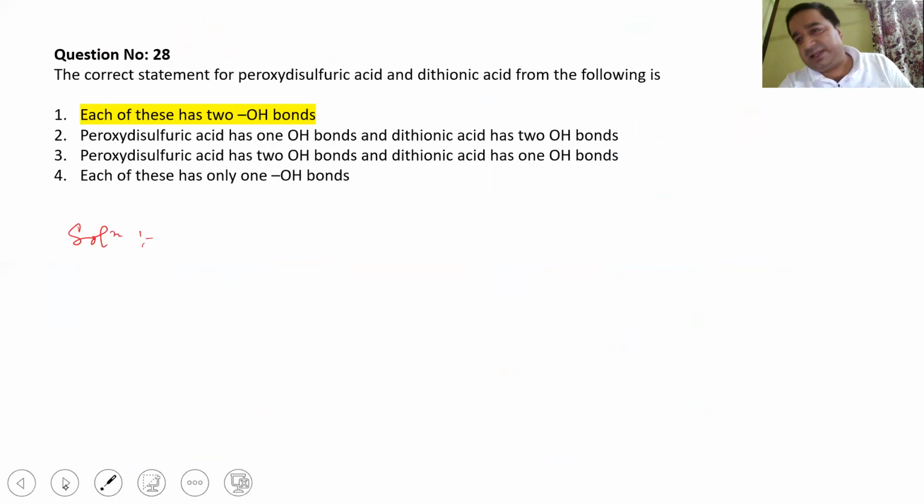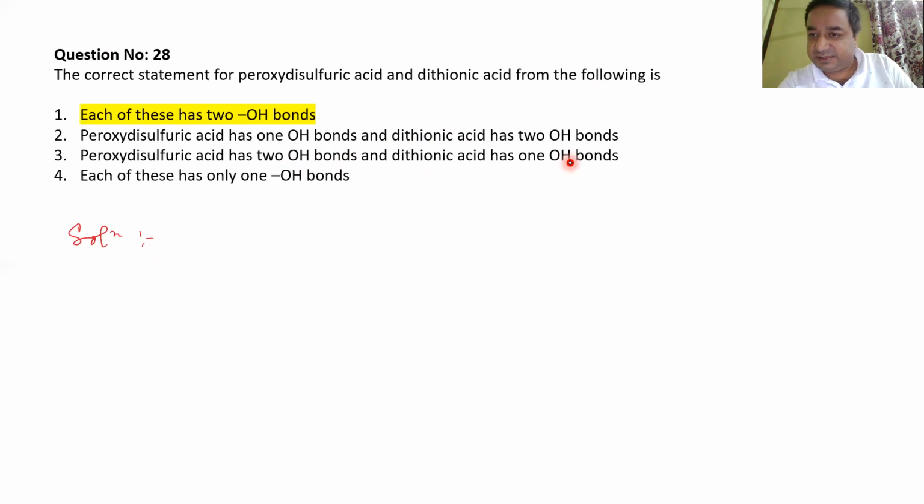Again, a very simple question. The correct statement for peroxydisulfuric acid and dithionic acid from the following is: each of these has 2 OH bonds; peroxydisulfuric acid has 1 OH bond and dithionic acid has 2 OH bonds; peroxydisulfuric acid has 2 OH bonds and dithionic acid has 1 OH bond; or each of these has only 1 OH bond.